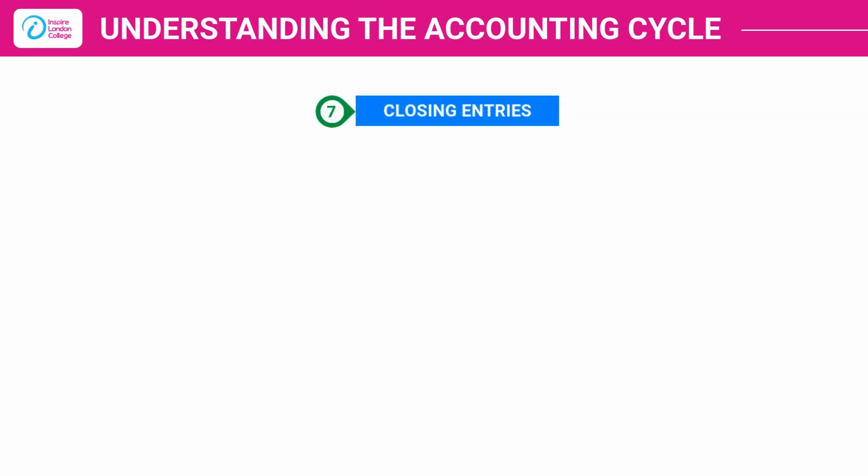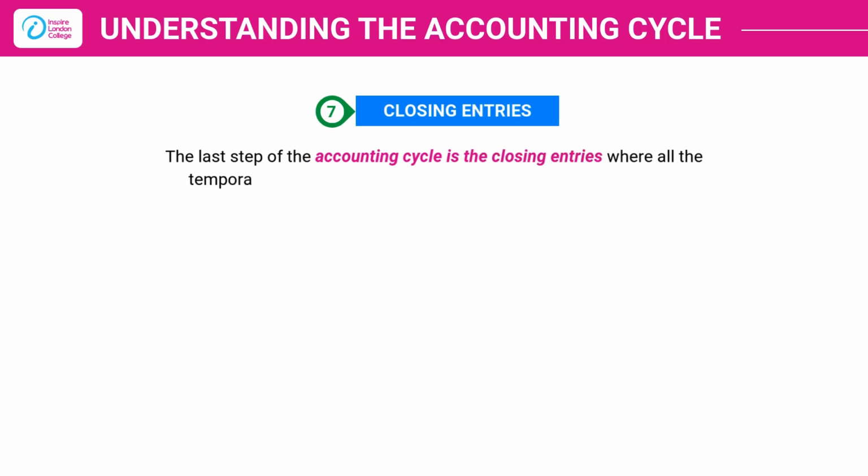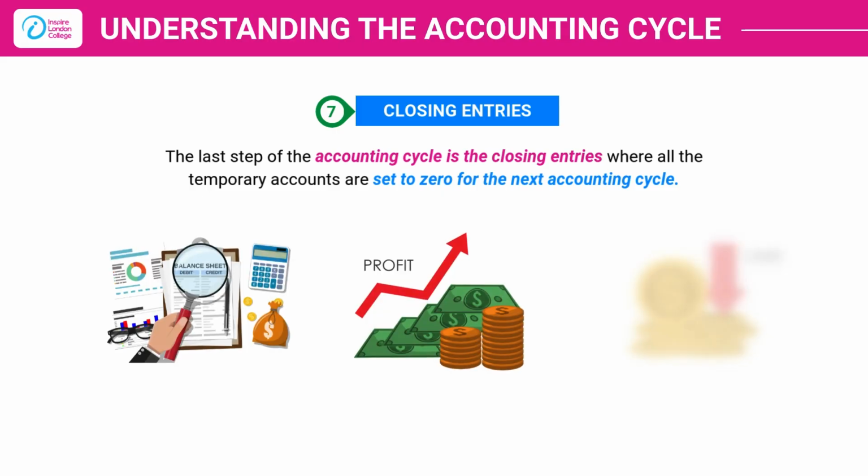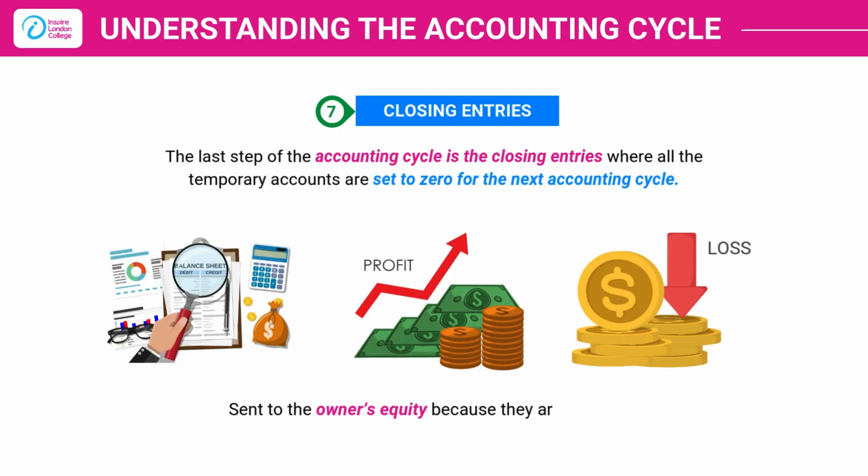Closing entries. The last step of the accounting cycle is the closing entries, where all the temporary accounts are set to zero for the next accounting cycle. The leftover things, whether it's profit or loss, are sent to the owner's equity because they are the major stakeholders in the company.